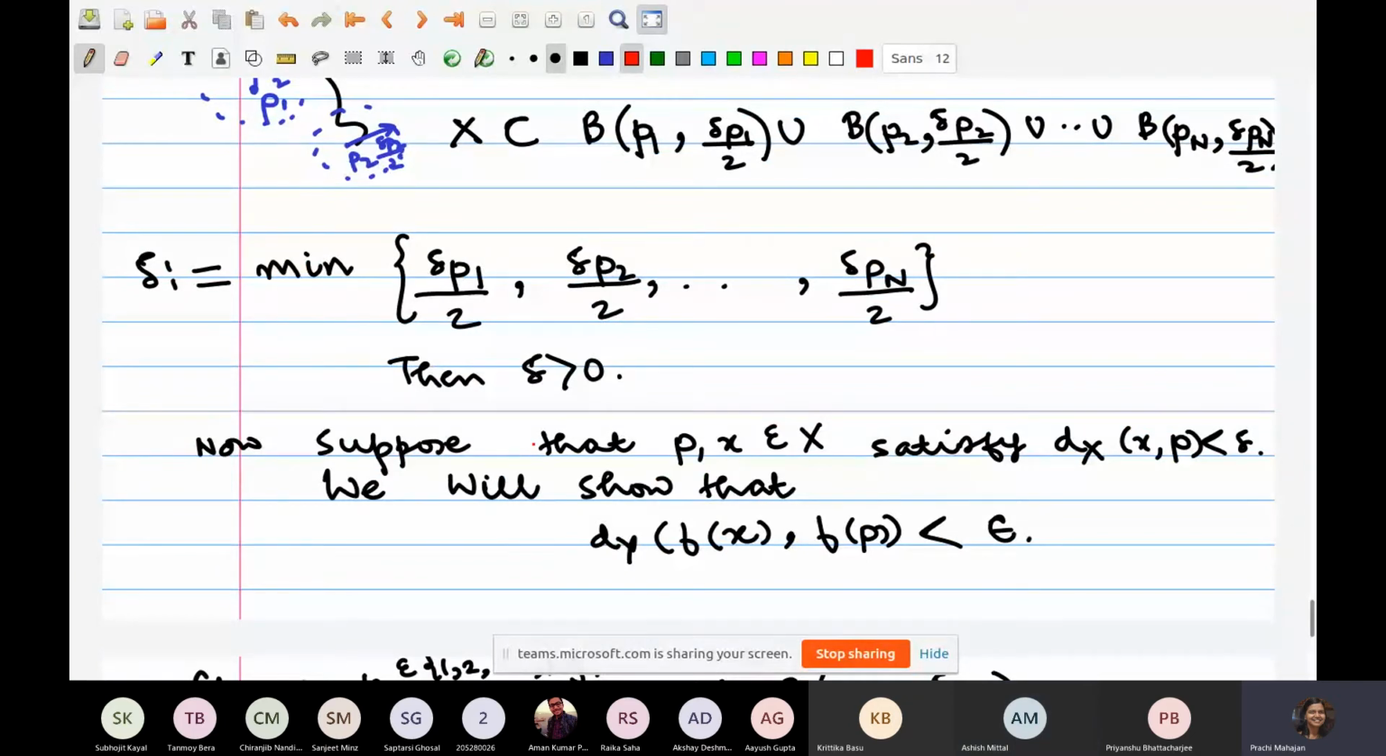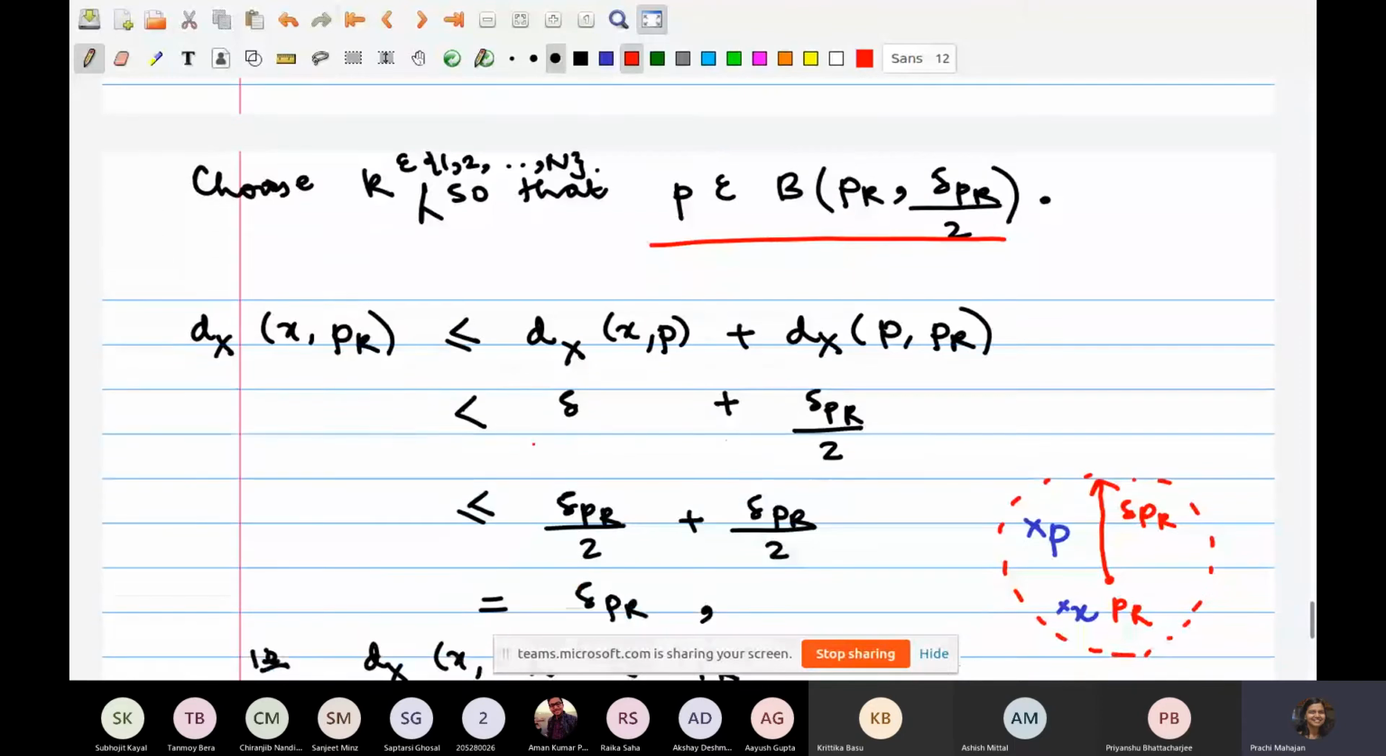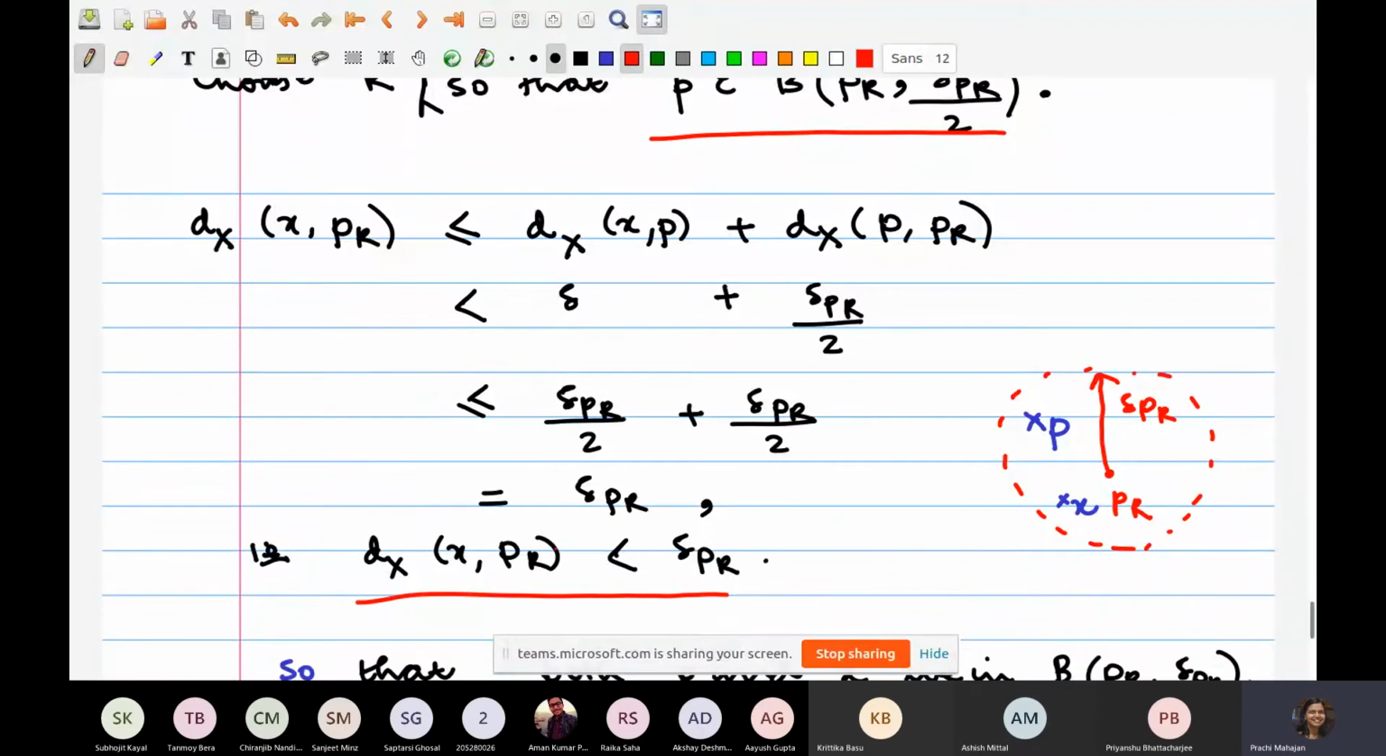That delta would still be positive, but look at where we apply it here. Let's look at the second inequality. I use the fact that delta is less than delta p by k by 2 here. If you take delta to be the maximum of those, then this inequality will fail, right? Yes, ma'am. It's sort of a chain thing that you're using.